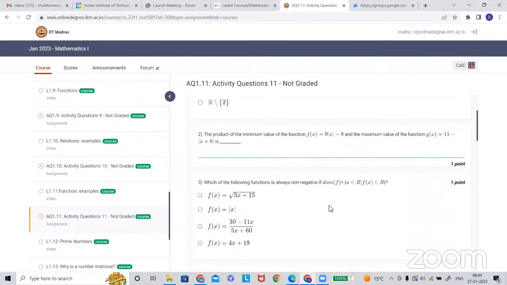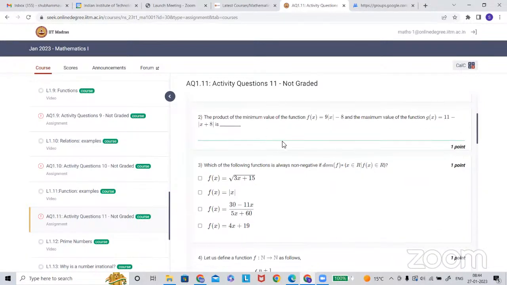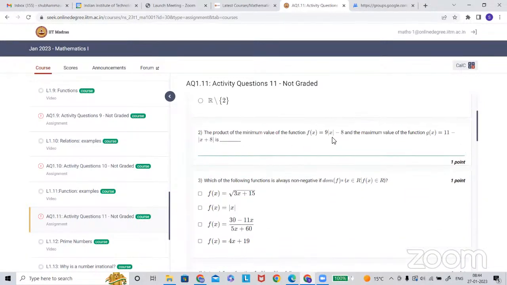Third, 2, sir. The product of the minimum value of the function and the maximum value of the function is... Okay. So what is going to be the maximum value of this function? I don't know, sir. I have no clue, sir. See, okay, see how you will solve this. How will you get the maximum value?